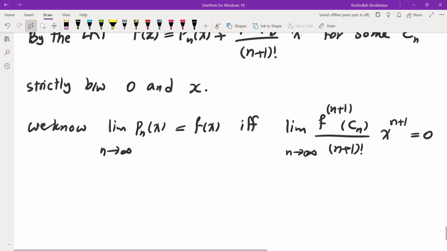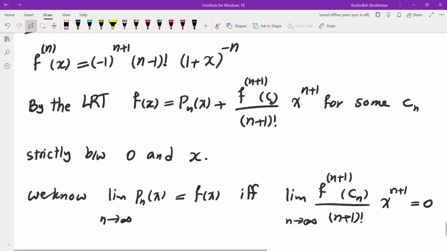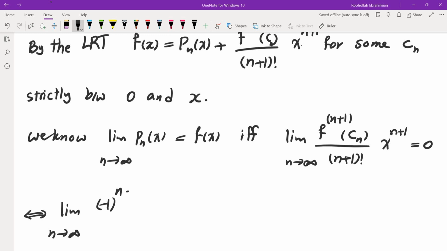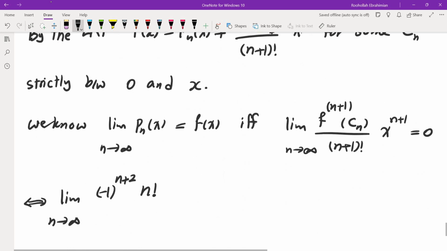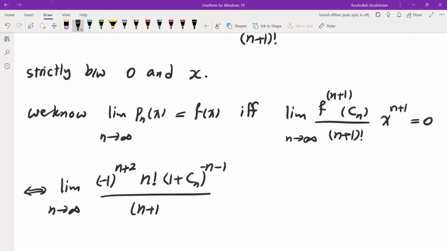Okay, so under what conditions is this going to 0? Let's now evaluate this. We know what that is exactly. f^(n+1) is, so this is if and only if the limit as n approaches infinity of negative 1 to the power of n plus 2, n factorial, times 1 plus cn to the power of negative n minus 1, if we just look at the formula that we have, divided by n plus 1 factorial times x to the power of n plus 1 is 0.